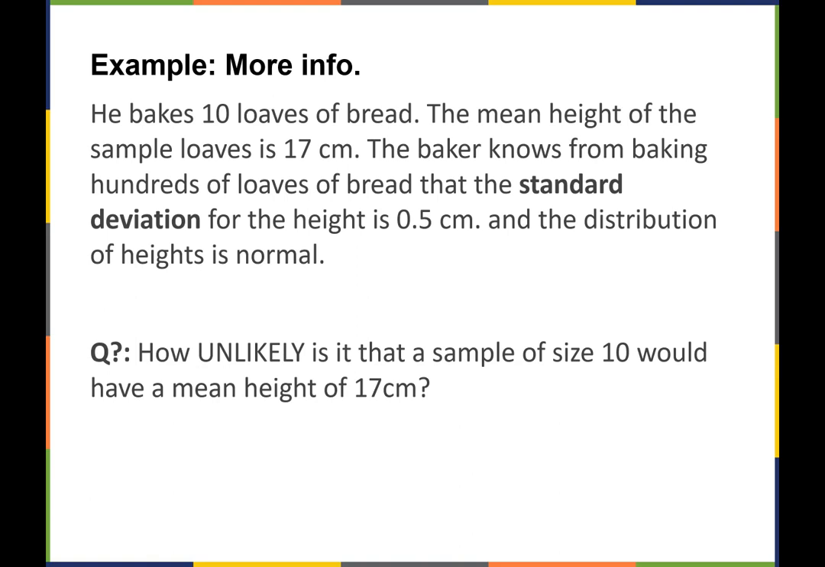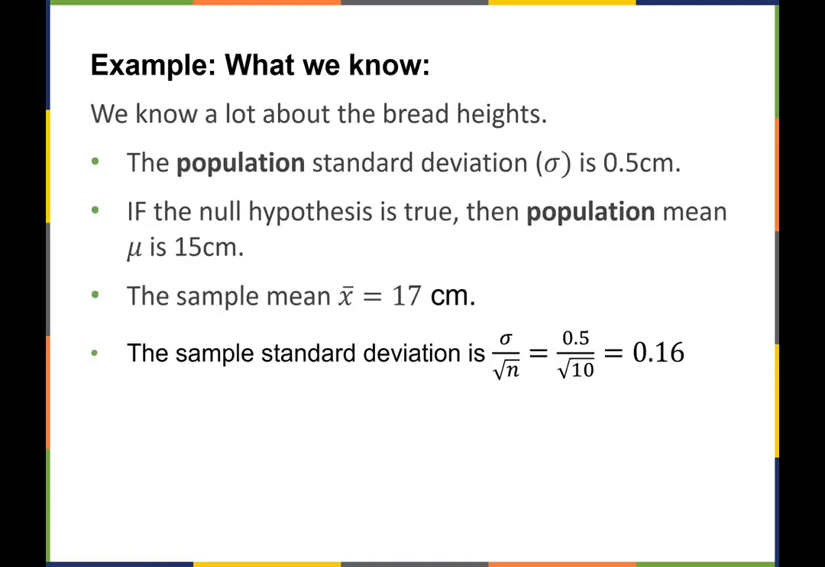The next step to getting forward with this is to write down what we know about these bread heights. Well, we know the population standard deviation, sigma. It's equal to a half centimeter. That was given to us in the question. If the null hypothesis is true, which we're going to assume it is, then the population mean, mu, is 15 centimeters. The sample mean was calculated to be 17 centimeters. And we know from the central limit theorem that the standard deviation of the sample mean is going to be sigma divided by the square root of n, which in this case is going to be 0.5 divided by the square root of 10, which is about 0.16. All right?